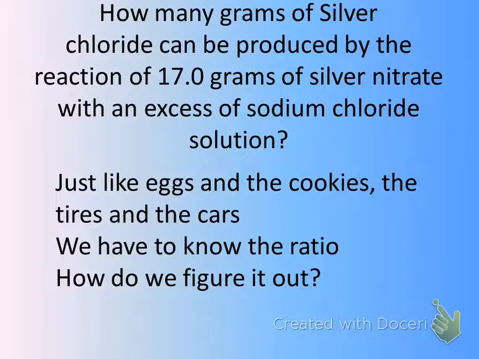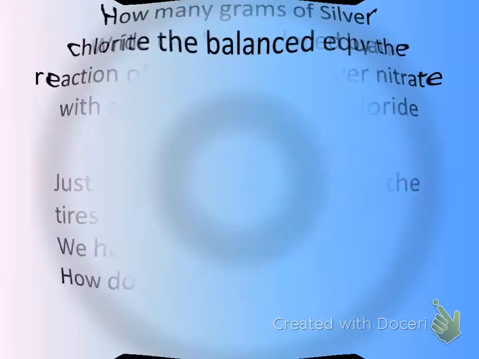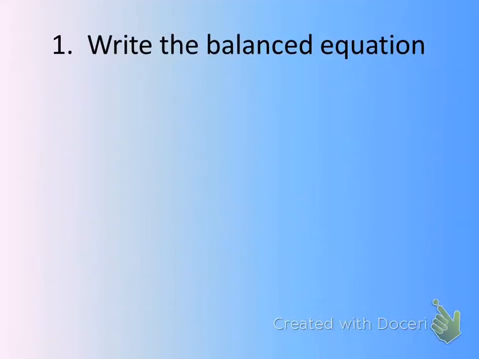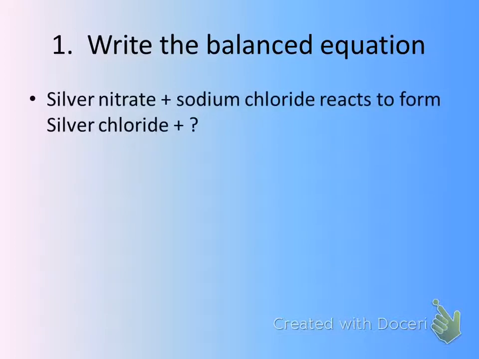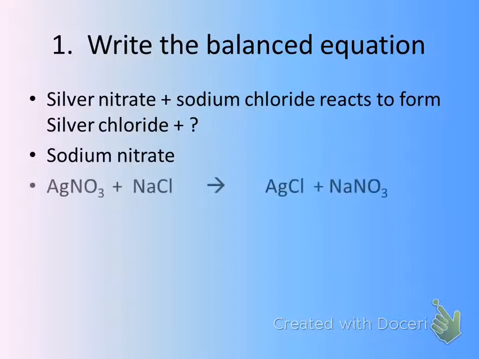So how do we do it? We have to write the balanced chemical equation. So that's your first step. So we have silver nitrate reacting with sodium chloride to form silver chloride and the missing product, which we would figure out by a double replacement reaction, which is sodium nitrate.